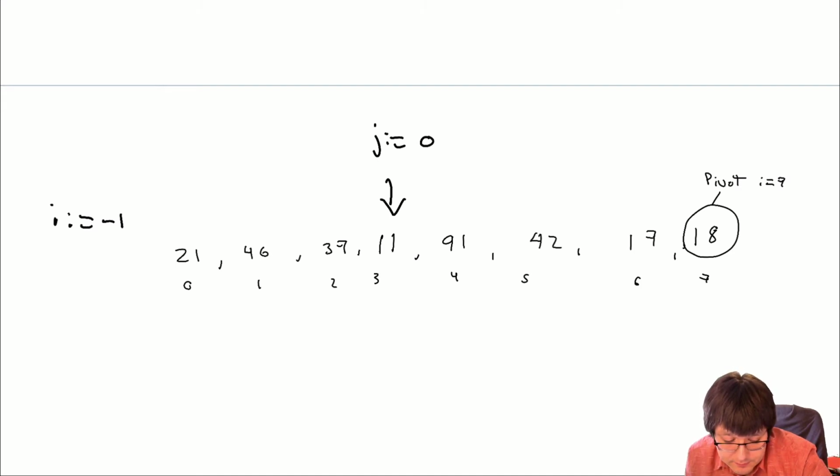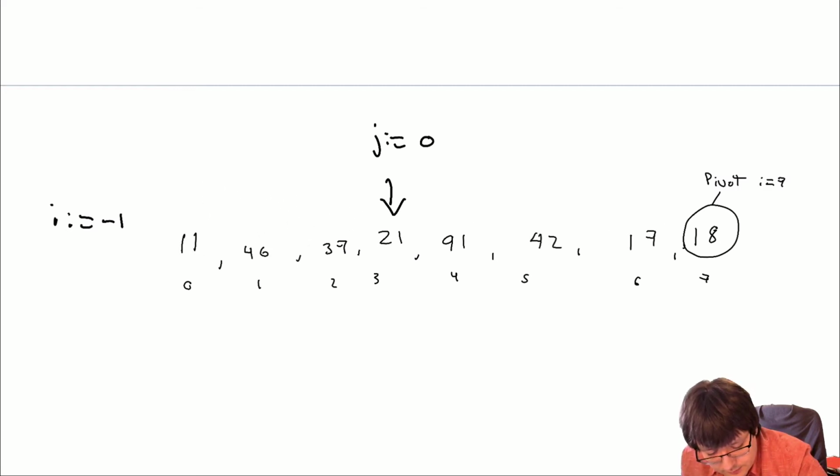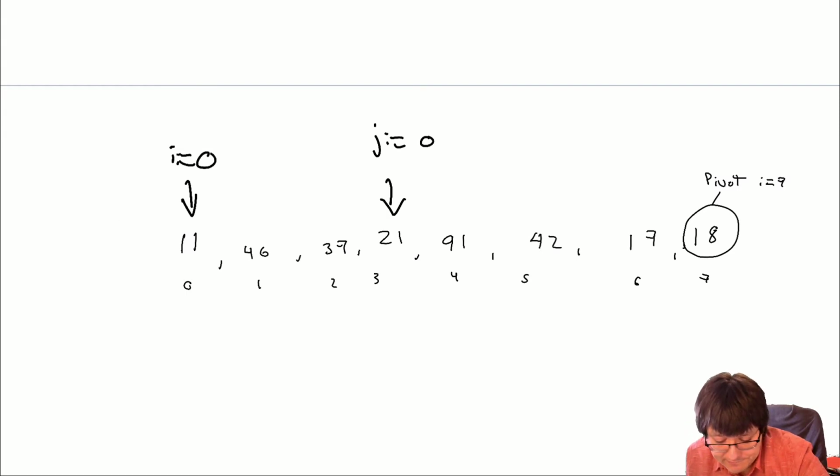Once he finds something that is indeed smaller than the pivot, he swaps it with whatever I plus 1 is pointed to. So in this case, he'd swap it with 21, and then increase I to point there. So I has now 0.